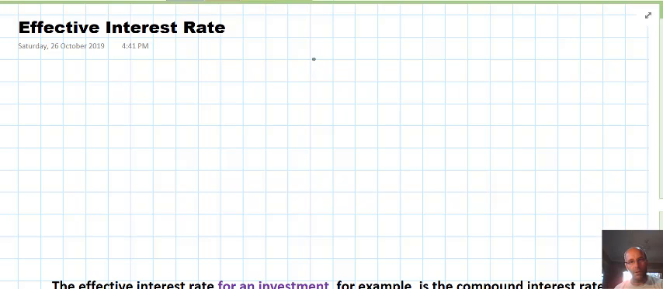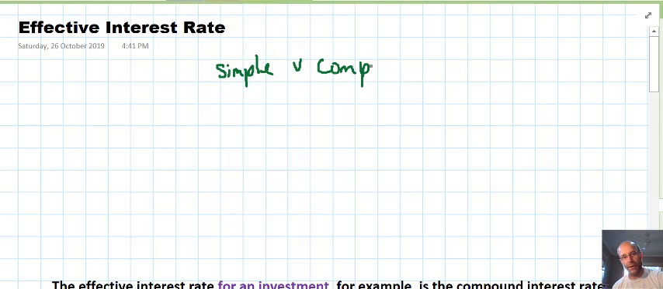We're going to learn about what's called effective interest rates, and these are used when we're comparing things that are not alike. Whether it's a loan or an investment, we have simple versus compound, and they lead to different outcomes. So if we had alternatives to choose between an investment or a loan based on simple interest versus another one based on compound, the method of calculation is different.